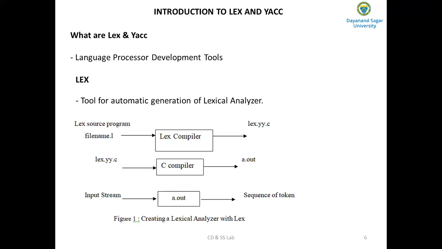As I said, we'll use the tools, the utilities. Which are those tools or utilities? Lex and YACC. So what are Lex and YACC? They are language processor development tools. The 2 language processor development tools widely used in the generation of compilers are the lexical analyzer generator, in short called Lex, and the parser generator, called YACC. YACC stands for yet another compiler compiler.